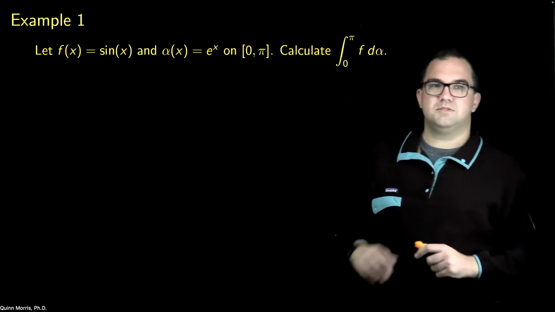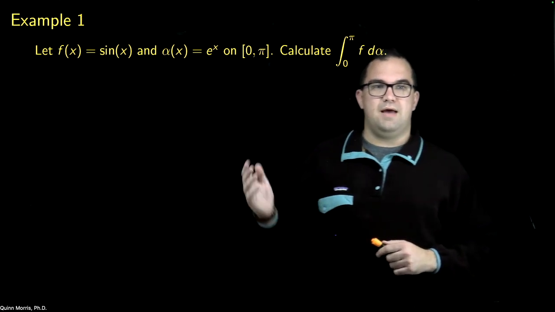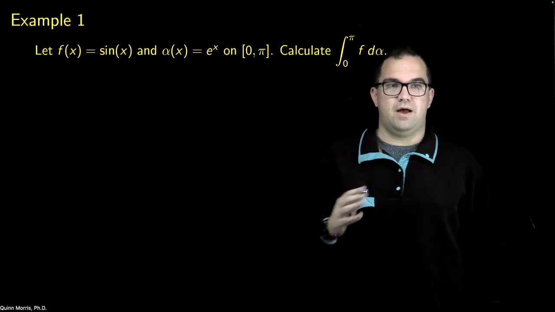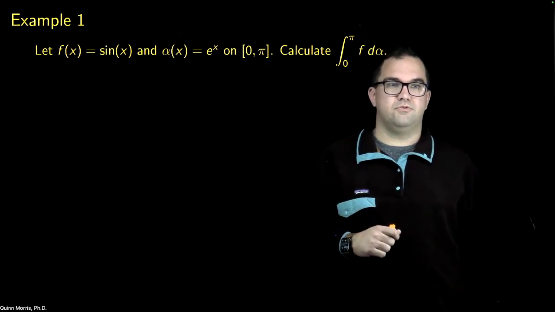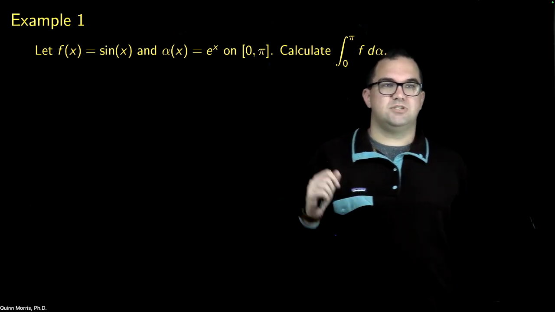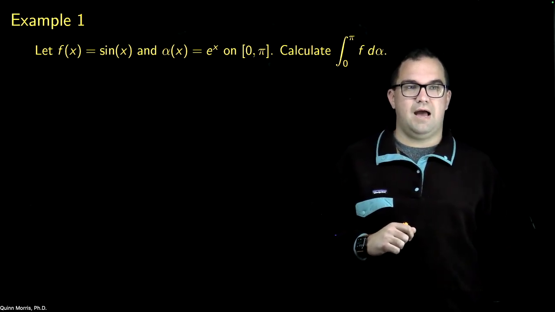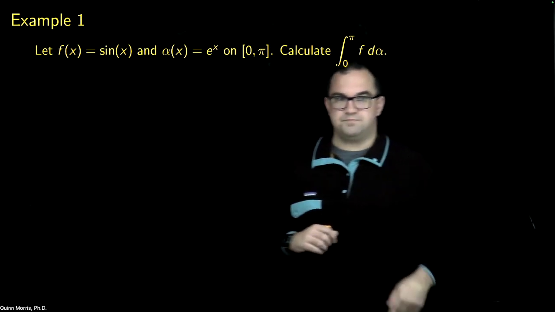So to begin, let's look at this first example. Let f of x be sine of x, let alpha of x be e to the x, and define both of those on the interval 0 to pi. Imagine I want to calculate the Riemann-Stieltjes integral of f with respect to alpha from 0 to pi.